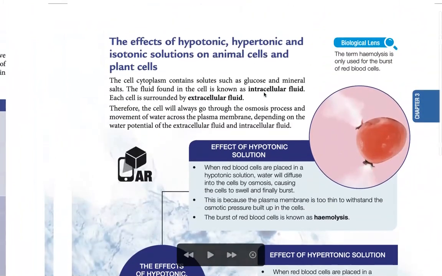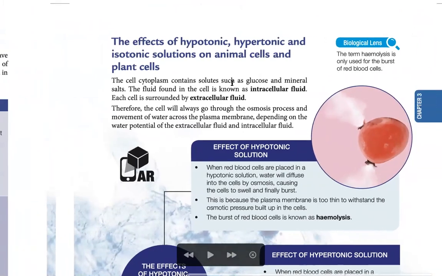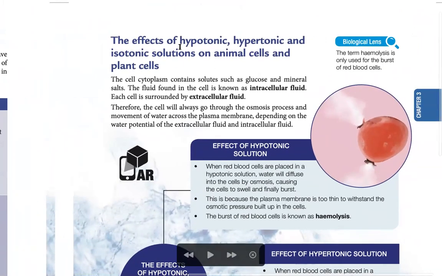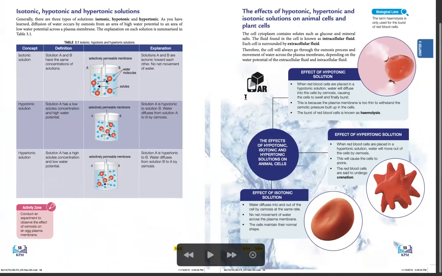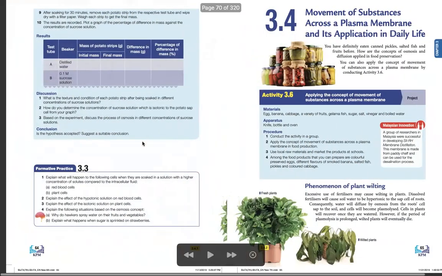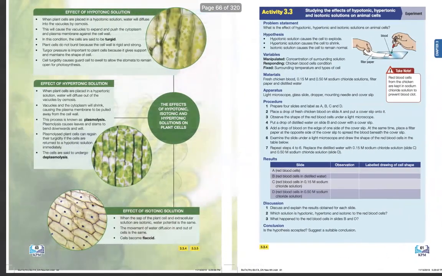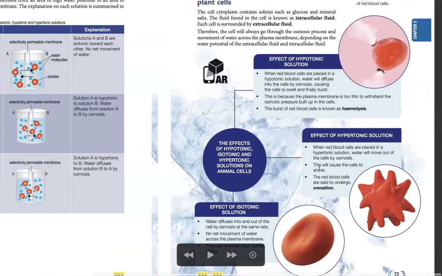Okay, next is about apa efek kalau kita guna hypotonic, hyper dan isotonic kepada animal and plant cell. Kita nak tengok apa efek solution yang tiga ni kepada animal dan juga plant cell. Okay, so we go for the animal cell first. Okay, jap. Kita betulkan dulu. Okay, so the effect of hypo, iso, and hypertonic on animal cell.